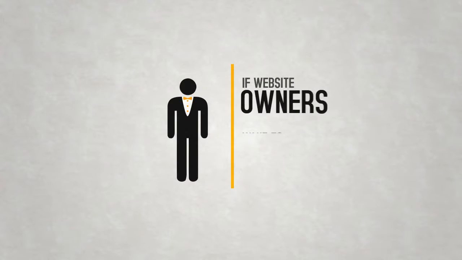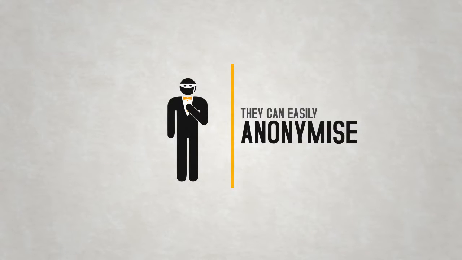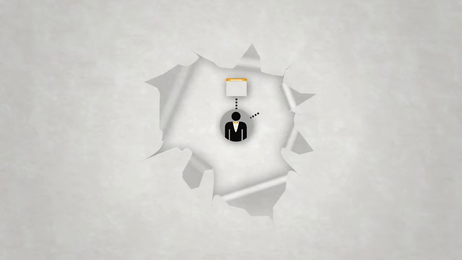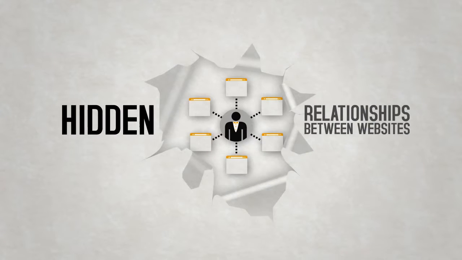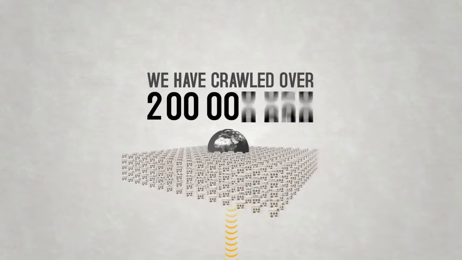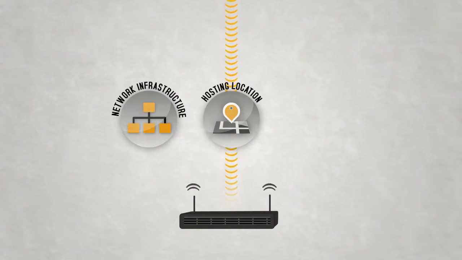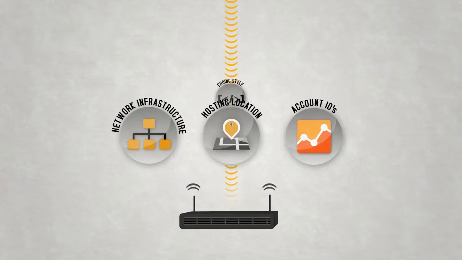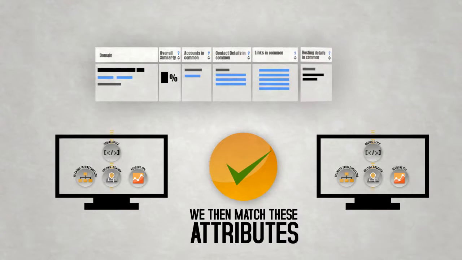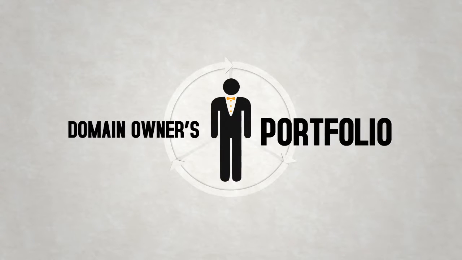If website owners want to hide, they can easily anonymize their whois data. Neckcomber uncovers the usually hidden relationship between websites. We have crawled over 200 million sites and gathered information about hosting location, network infrastructure, account IDs, and even coding style. We then match these attributes to provide a comprehensive picture of the domain owner's portfolio.